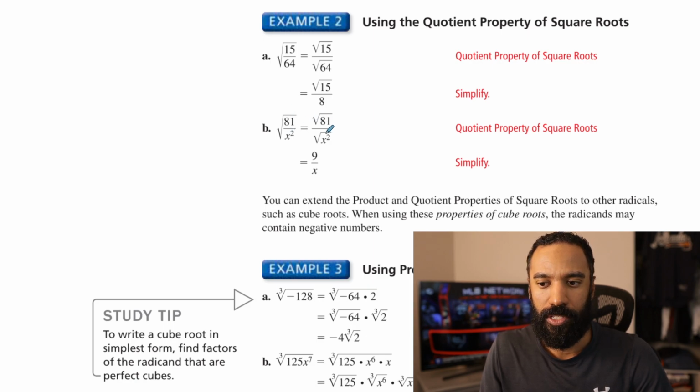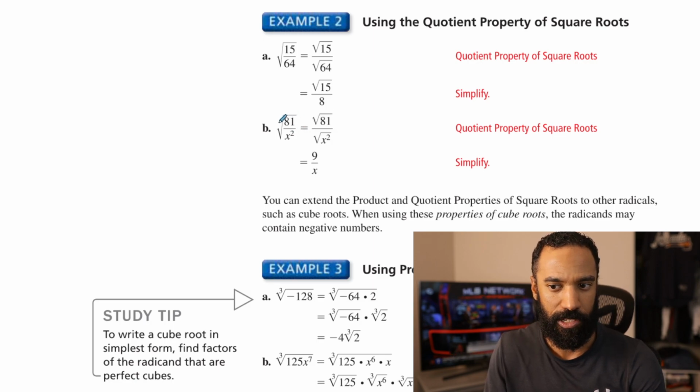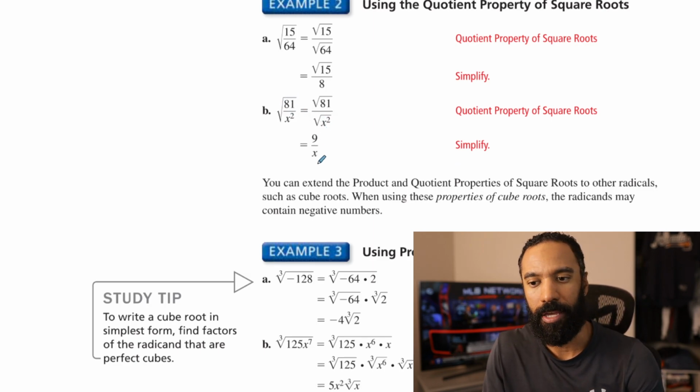Root 81 over x squared, you take the square roots of them separately. And by the way, you don't have to write this step if you know what's going on from one to the next. Say square root of this over square root of that. So it becomes 9 over x, and all's good.